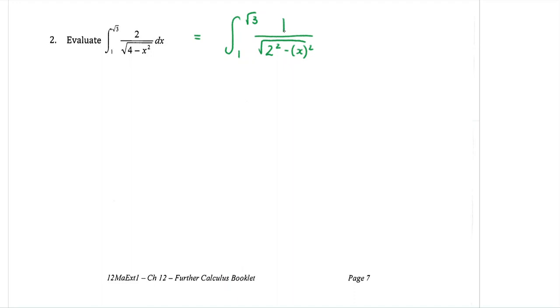Kill it. Bring the 2 out the front. Good job, Isaac. Bring the 2 out the front. Don't forget the little dx on the end if we're being very good with our setting out. So that is now in the right form for the inverse sine. Okay, so the 2 is going to stay sitting out the front. We're going to open square brackets because it's a definite integral. It will be inverse sine of my function, which is x, over a, which is, what's a?